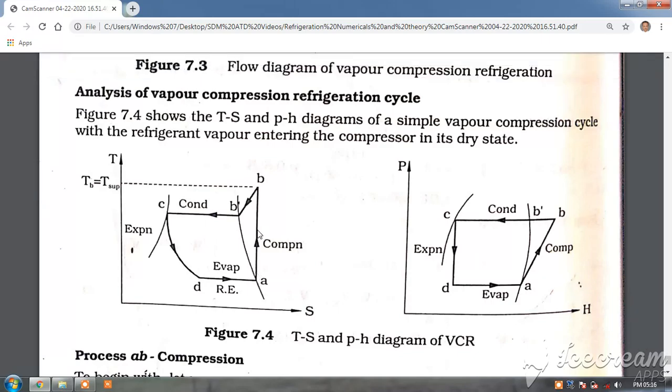It is compressed isentropically. Entropy is constant. Please understand this. Entropy of B is equal to entropy of A. This is a very important characteristic. We should remember it to solve numericals. Then this is B dash. Again B dash, here it is a saturated vapor. This is superheated. It comes to saturated. Then here the phase change takes place.